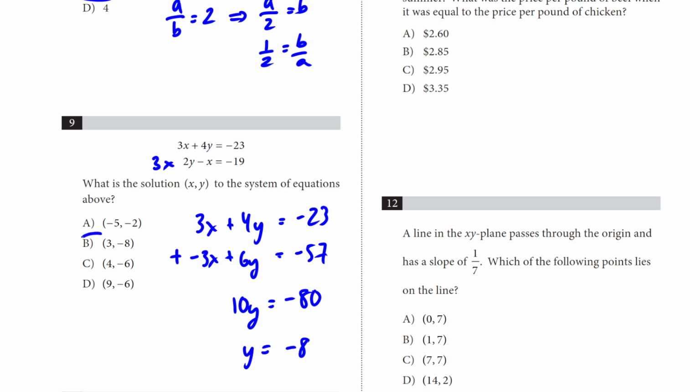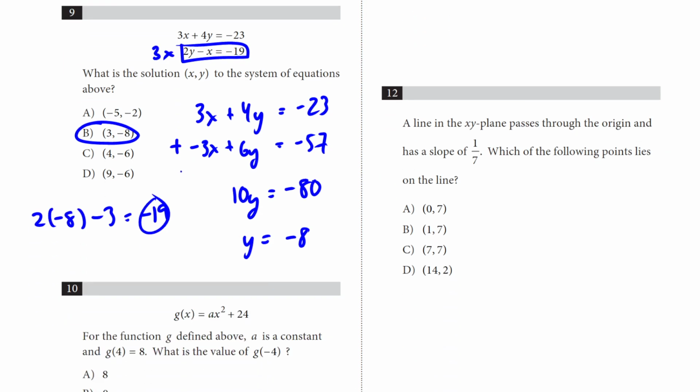The only one that satisfies that is b, but we should check to see that this works. So 2 times negative 8, and then we're subtracting 3 here, gives us negative 16 minus 3, which is negative 19, and that satisfies that equation. So it looks like that worked.